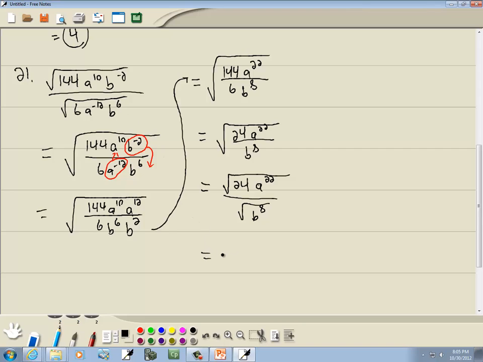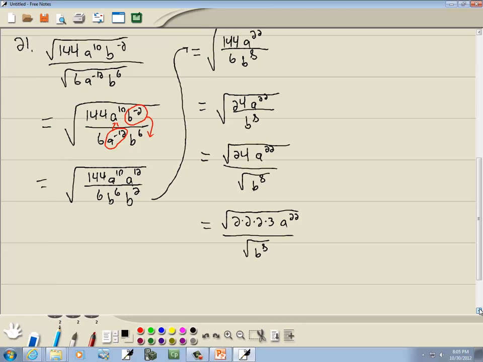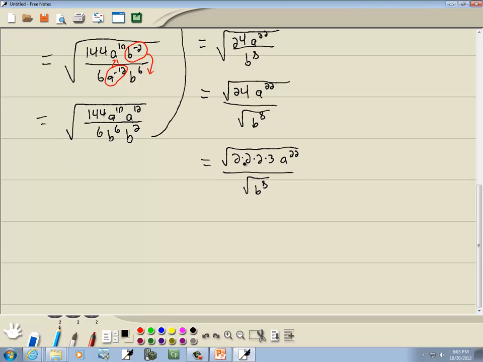Okay, 24. That's 2 times 2, 2, 4, 8, 24. A to the 22nd. And then down here, b to the 8th. We're dealing with the square root, so we're looking for a pair of somethings. Here's a pair of 2's. That's going to come out in front as a single 2.